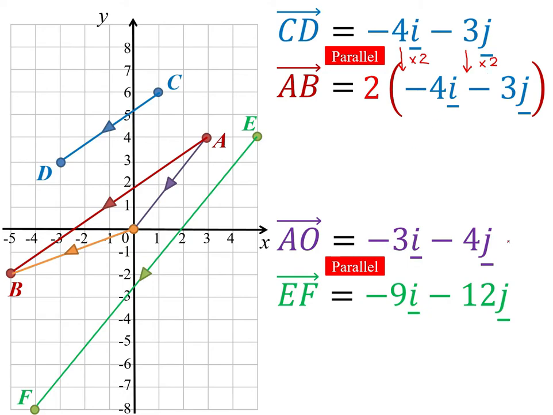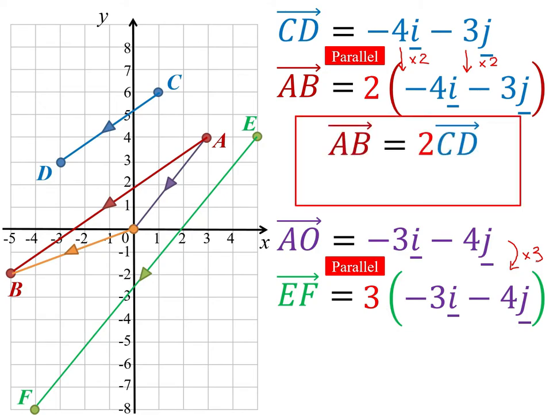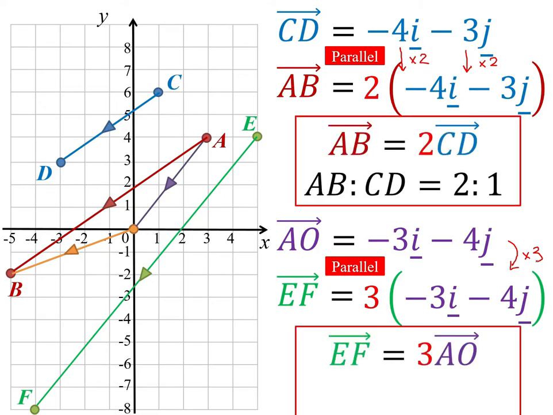If you look at AO and EF, you can see the same thing. From AO to EF is actually times 3, right? Not only the i, the j is also the same. So negative 3 times 3 becomes negative 9, negative 4 times 3 becomes negative 12. It gives you the idea that EF is actually 3 times AO. So with that, we made the conclusion that the ratio between AB and CD is 2 to 1. The ratio between EF and AO is 3 to 1.